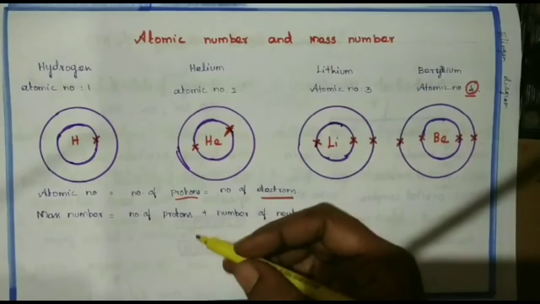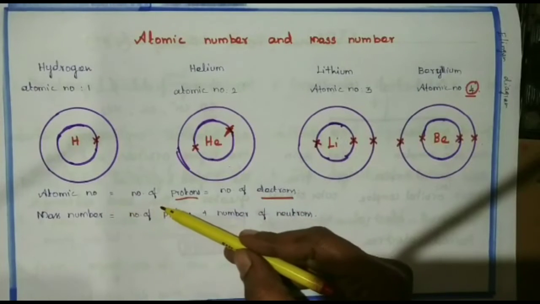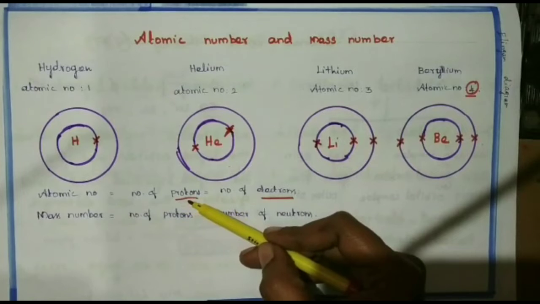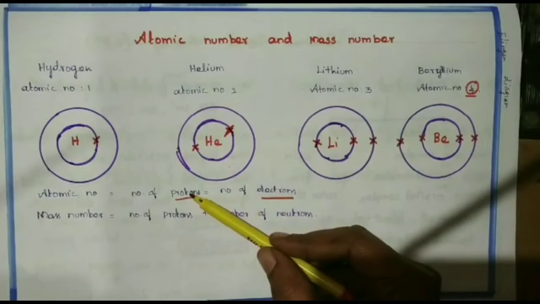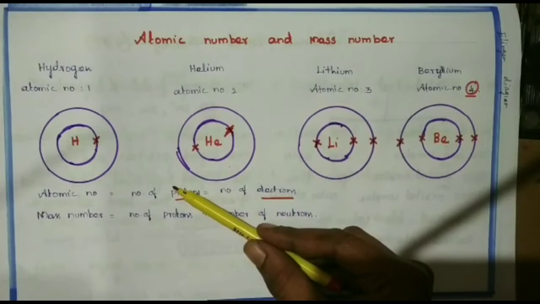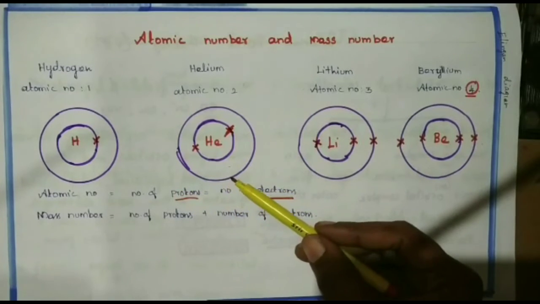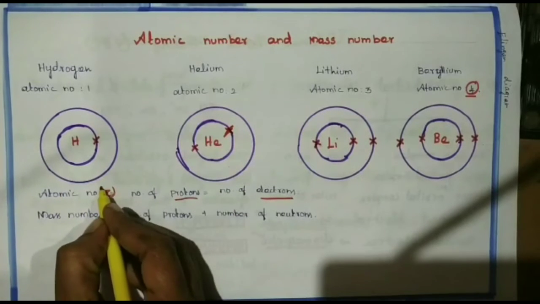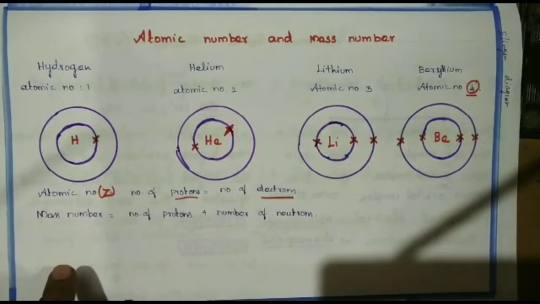Okay, so therefore what is atomic number? Atomic number is equal to the number of protons or electrons. Okay, the number of protons is equal to the number of electrons. That means the number of protons is called the atomic number, or the number of electrons is called the atomic number. Okay, the atomic number symbol is capital Z.